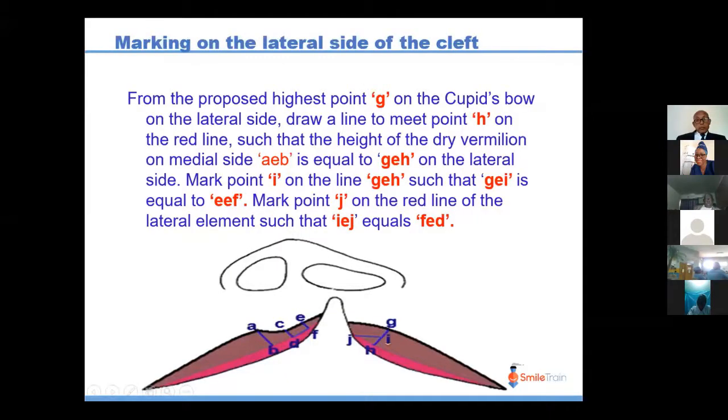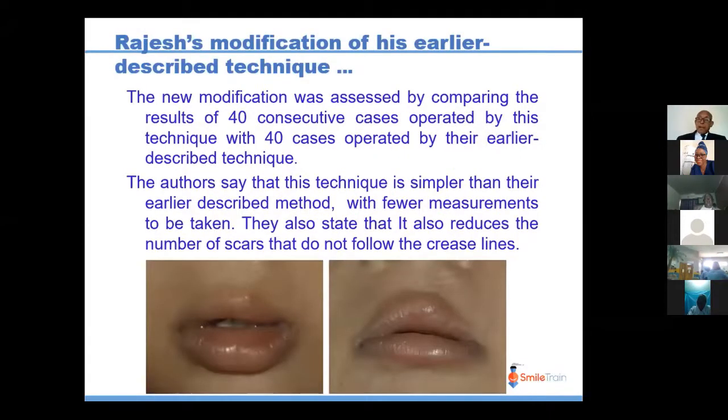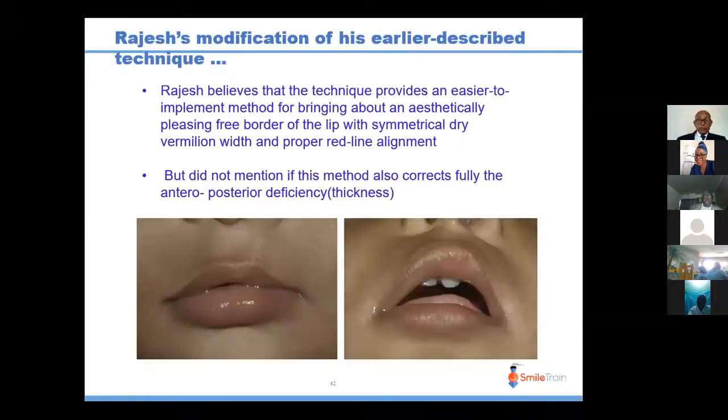So he has compared it with Millard's straight line repair. Of course, he's getting better function, but he has not compared it with Nordoff's modification or with his previous modification. But he mentions that he's really satisfied.